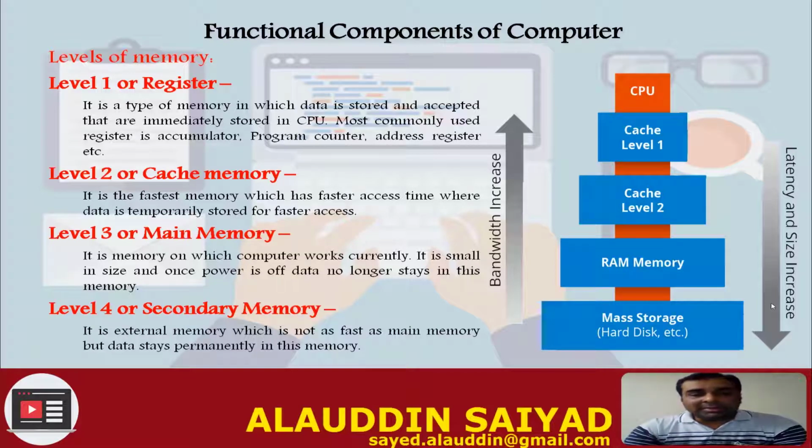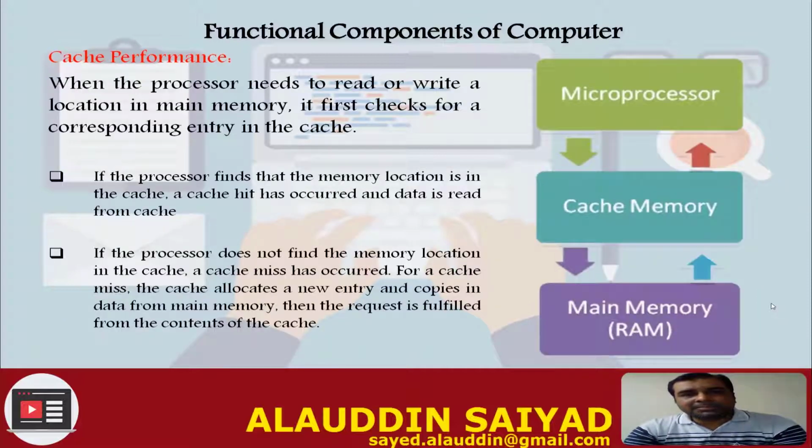Level 3 or main memory is the memory on which the computer works currently. It is small in size, and once power is off, data no longer stays in this memory. That's the random access memory. And level 4 or secondary memory is external memory which is not as fast as main memory, but data stays permanently in this memory.